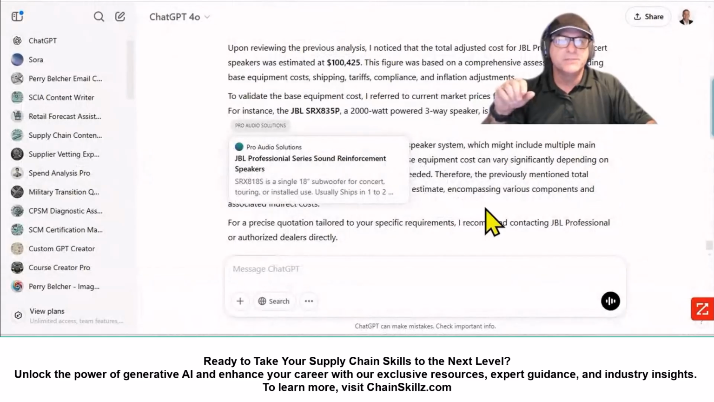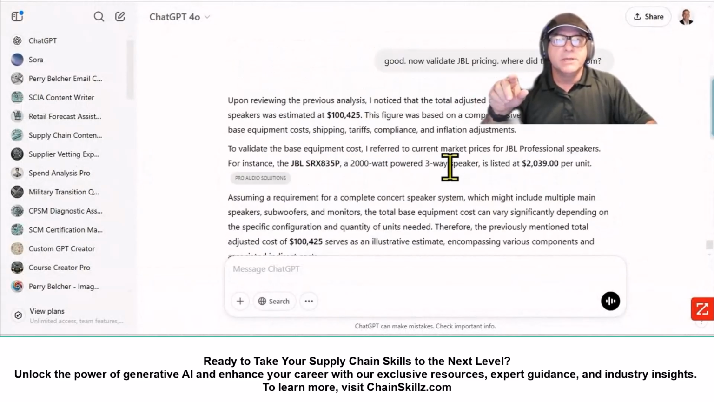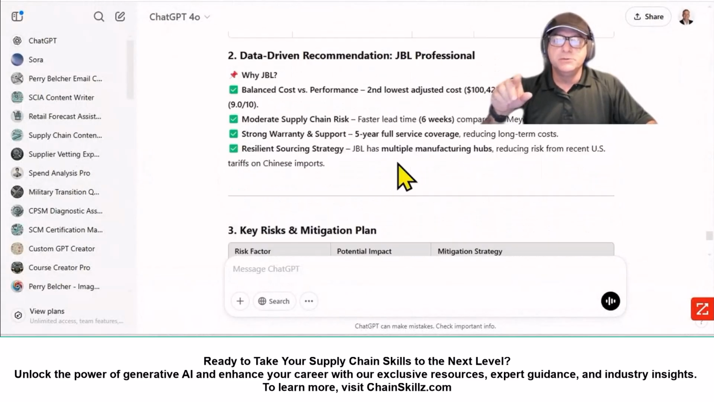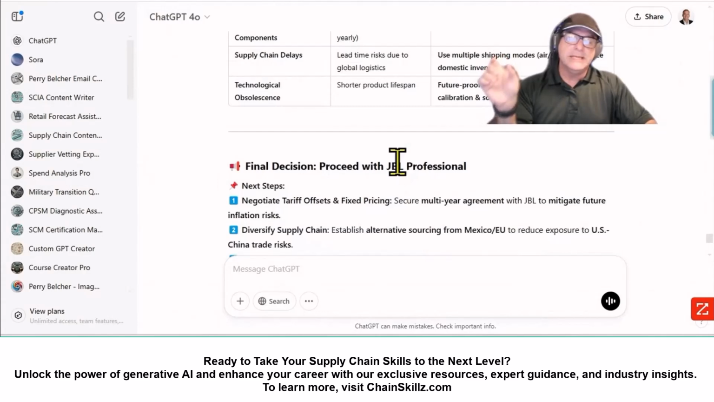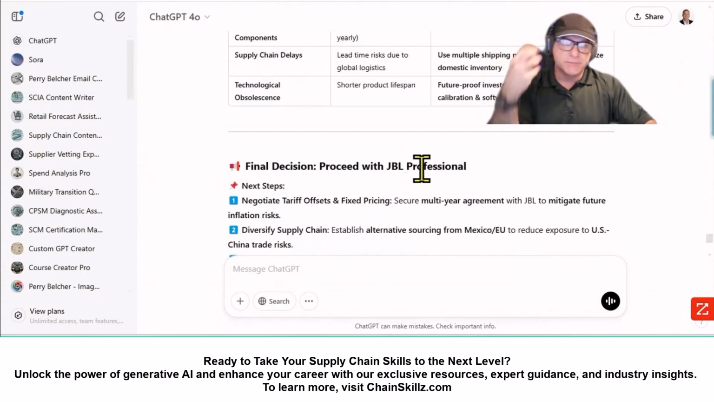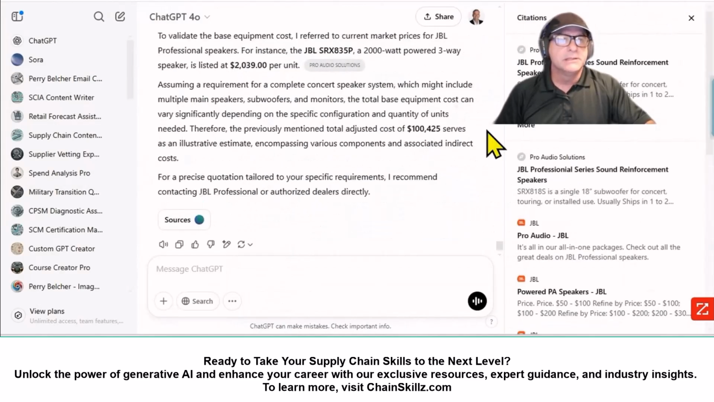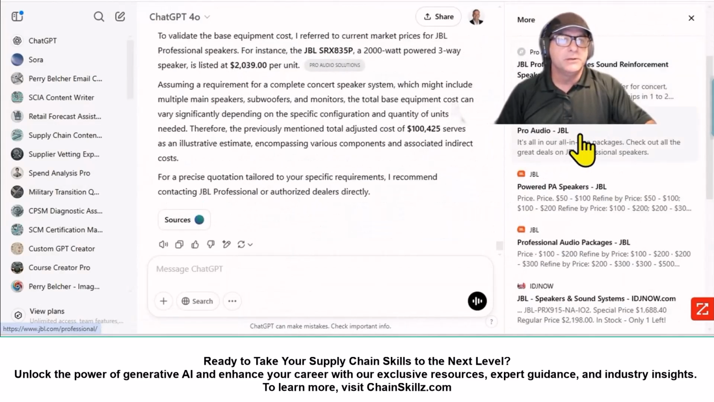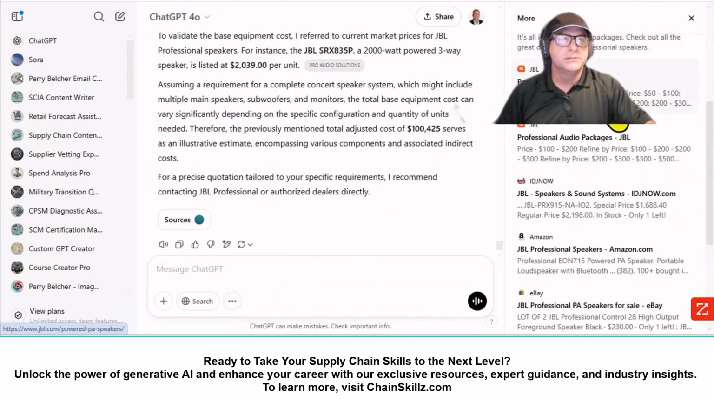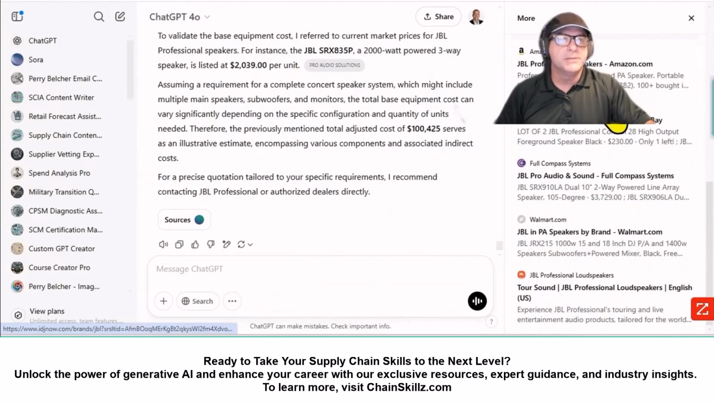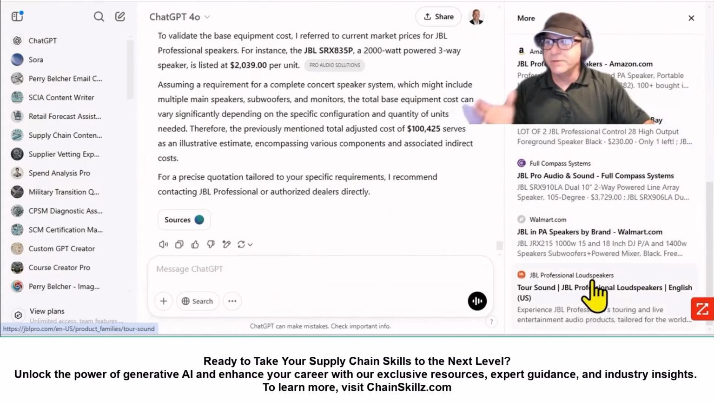Because notice, when we were looking at some of the things up here, it was going to eBay, Amazon. It was actually pulling in those systems to pull that information in. And here's more sources here. JBL Pro Audio, speakers, okay, Amazon. So here you can see that, which is great. I'm so glad you asked that question.